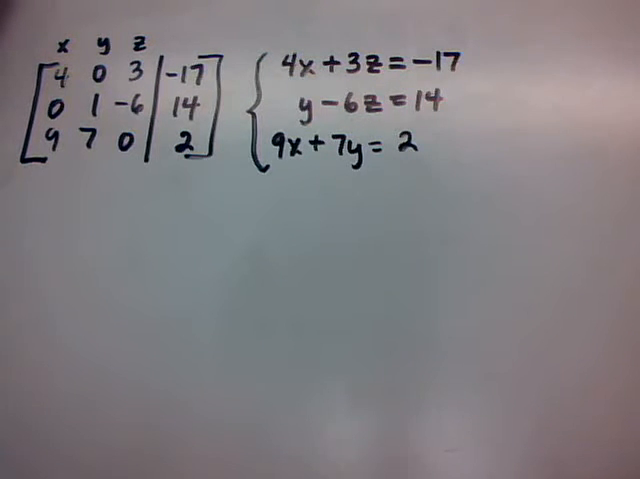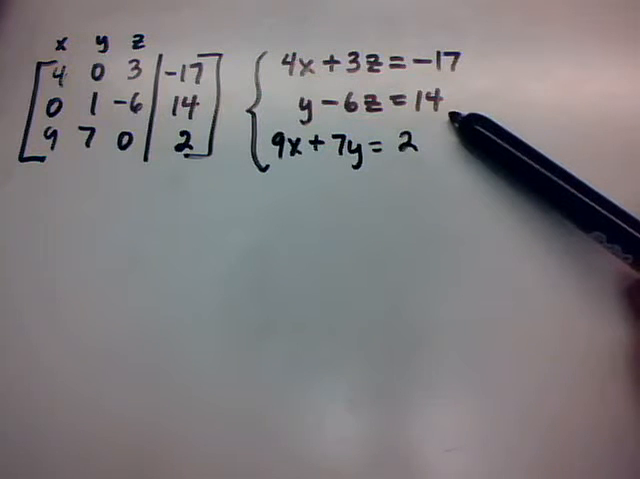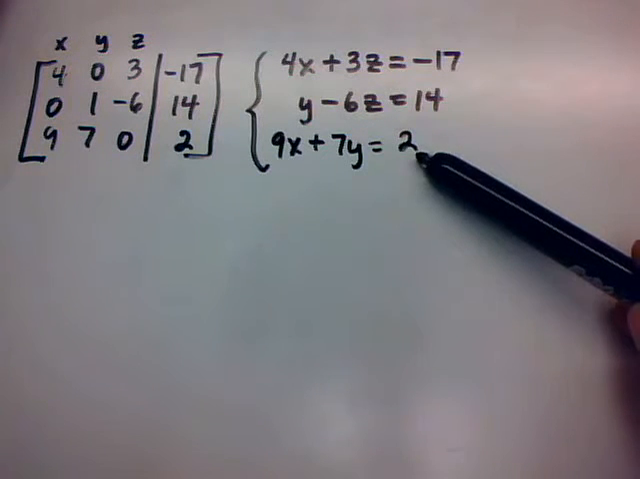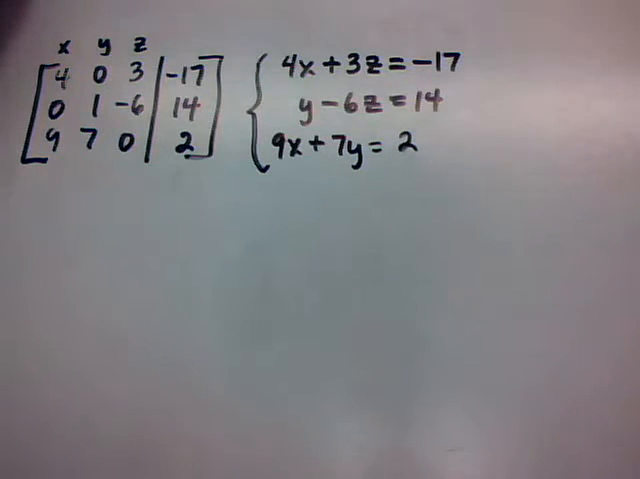4x plus 3z is equal to negative 17. y minus 6z is equal to 14. And 9x plus 7y is equal to 2. Okay? So that's how we write a system of linear equations that's represented by an augmented matrix.